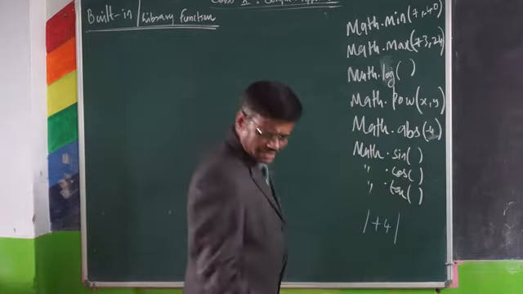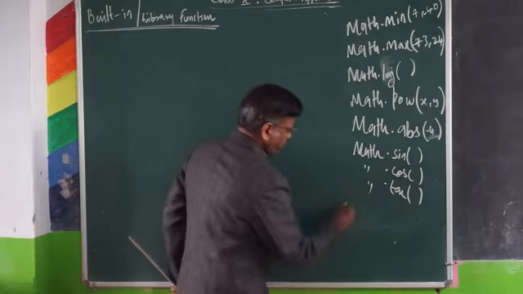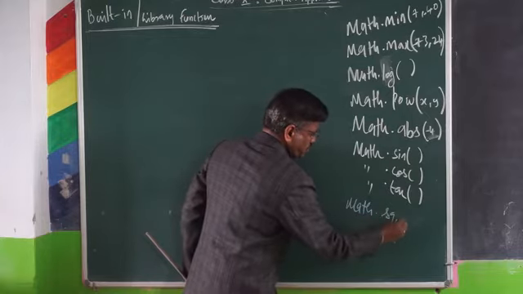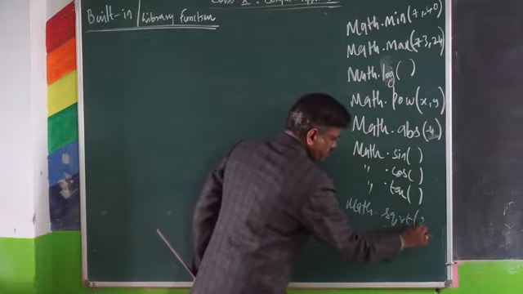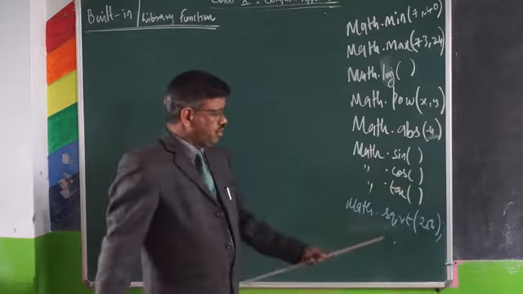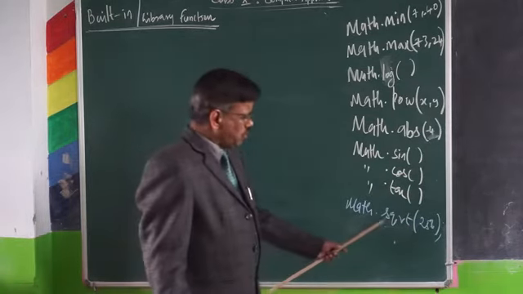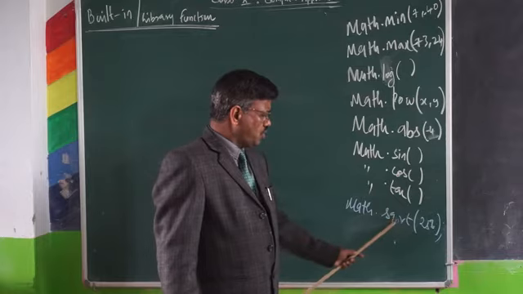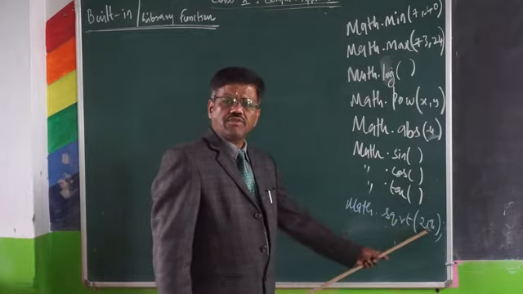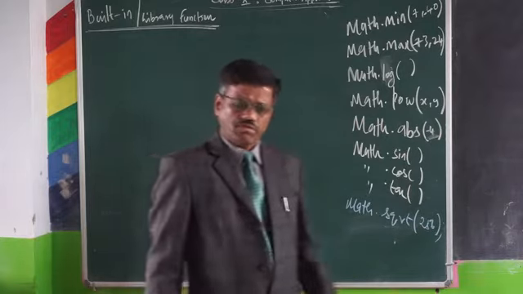Then one more method I would like to introduce, which is known as sqrt. What does it do? Square root of 256 would be 16. Whatever may be the value, sqrt is the shortest form of square root: the square root of the given parameter. What is the given parameter in this case? 256. The answer would be 16.